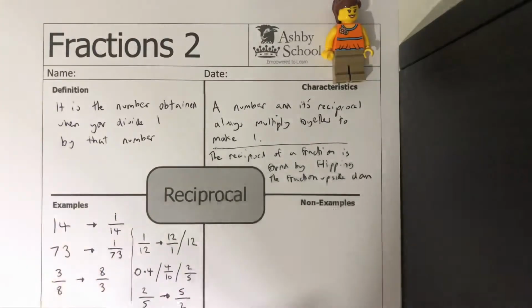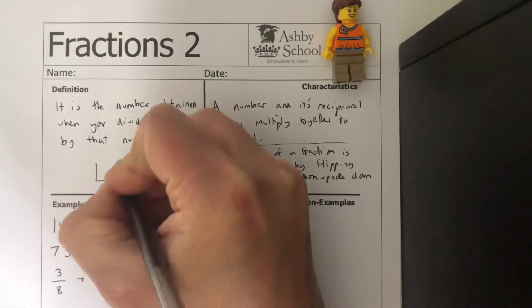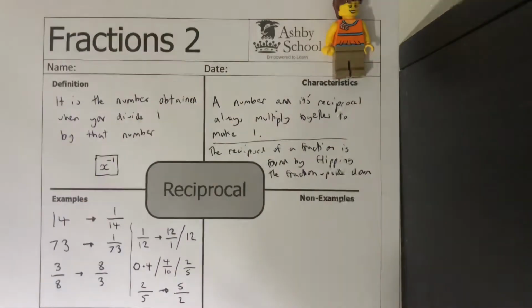I'll just write back up here as well: the button on the calculator, if you do have your calculators at home. You may well see this button, x with a little -1. That is the button you'll find on your calculator to do reciprocals.